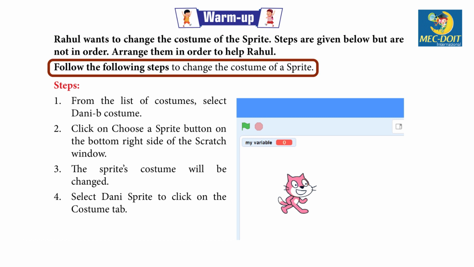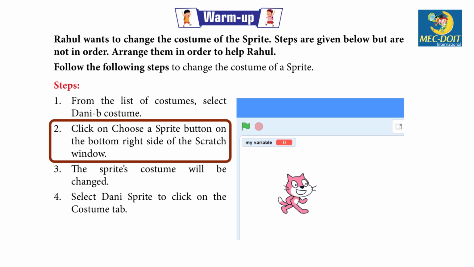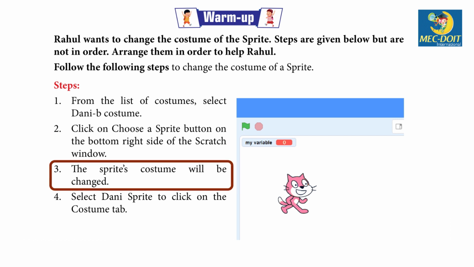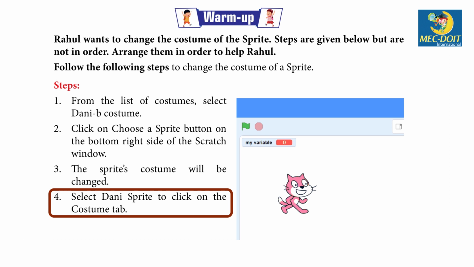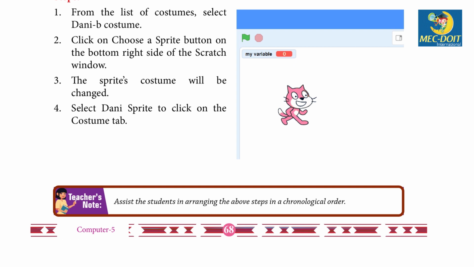Follow the following steps to change the costume of a sprite. Steps 1. From the list of costumes, select Dani B costume. 2. Click on Choose a Sprite button on the bottom right side of the Scratch window. 3. The sprite's costume will be changed. 4. Select Dani sprite to click on the costume tab. Teacher's note: assist the student in arranging the above steps in a chronological order.